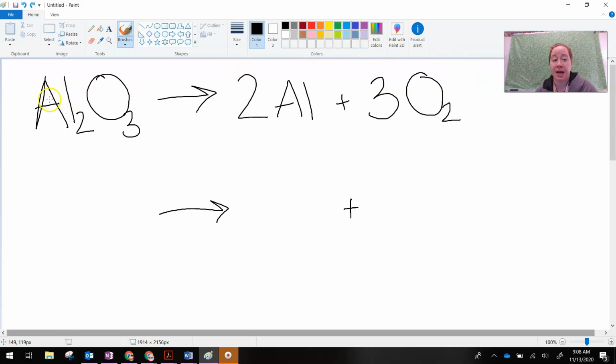It was your do now, and I was asking, is this equation following the law of conservation of mass? Why or why not? So what you're going to want to do, because this is going to prepare you for your asynchronous work today, is draw a model.